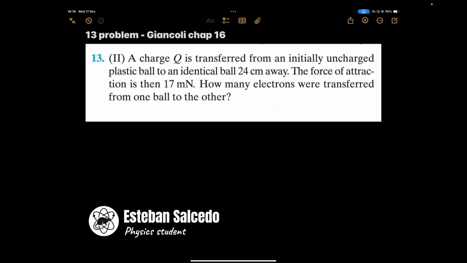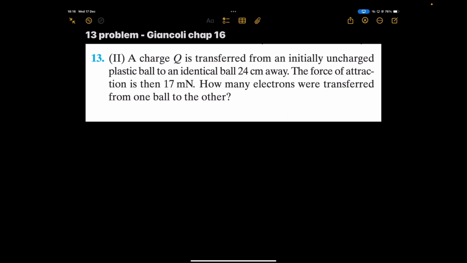Today I feel so tired, but we still need to finish this chapter 16. So let's continue with exercise 13, which is a very simple one. There are two spheres transferring a charge Q. They're basically transferring electrons. The question is, how many electrons will be transferred from one sphere to another?